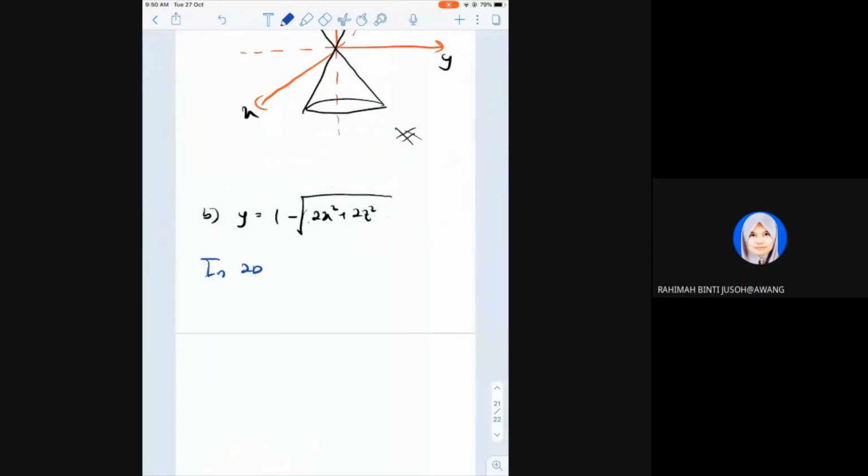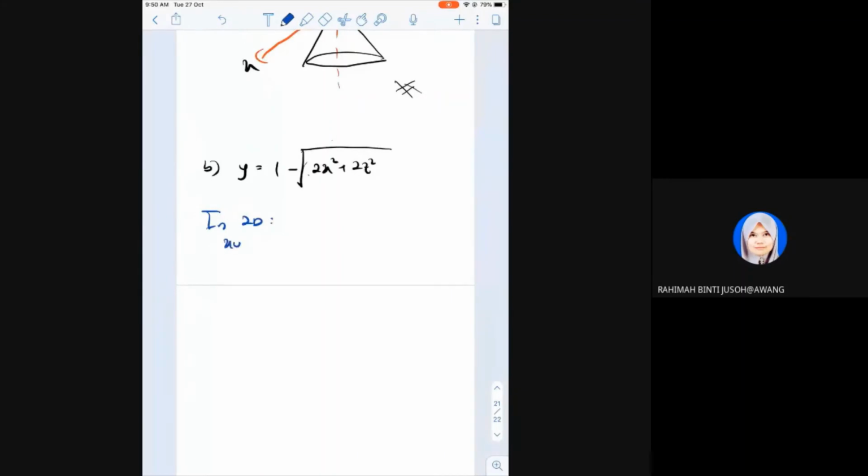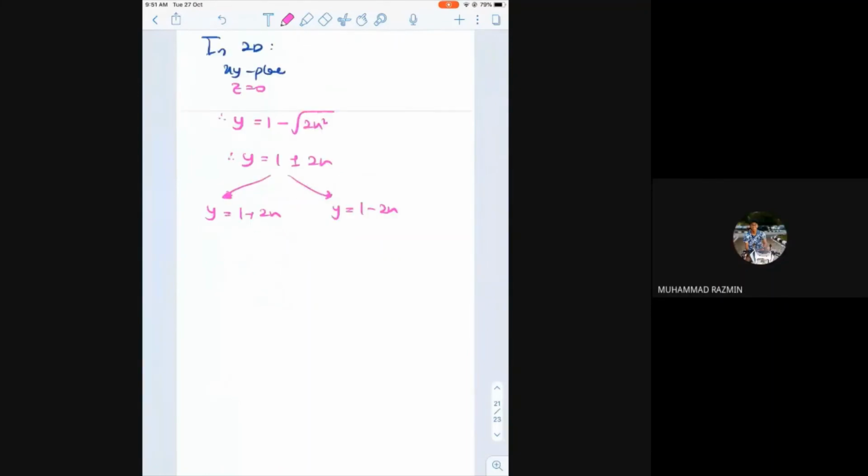Okay, now which axes do you want? The X, Y plane. So in the X, Y plane, what is zero? Z equals to 0. So the equation becomes Y equals to 1 minus the square root of 2X squared. Therefore, Y equals to 1 plus minus 2X. So we will have one equation, Y equals to 1 plus 2X, and another, Y equals to 1 minus 2X. Right? So it becomes like this, X, Y.